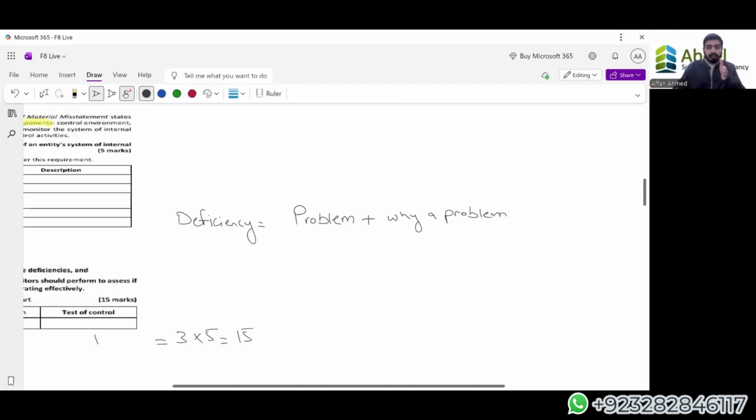If a car's tire is flat, that means it will cause difficulty in traveling. What could be the possible impact of that? The possible impact will be that your car might crash. So without the impact, your deficiency is incomplete. A problem is basically a risk. Why is it a risk? If there is a risk and it has no impact, that means we are not going to take it seriously. So why should the examiner take your answer seriously if you're not giving the impact? So impact is one part of it.